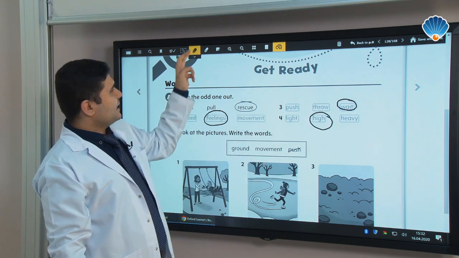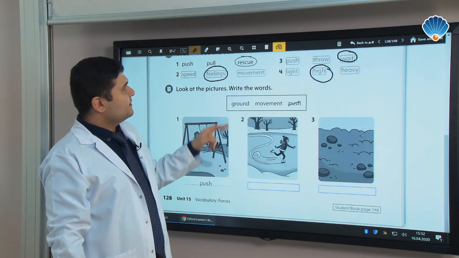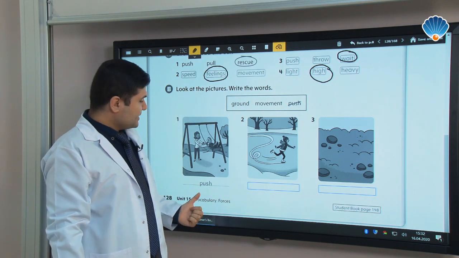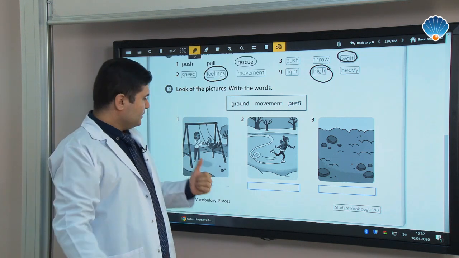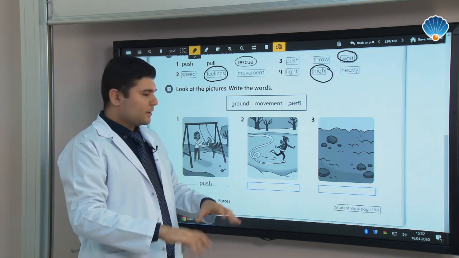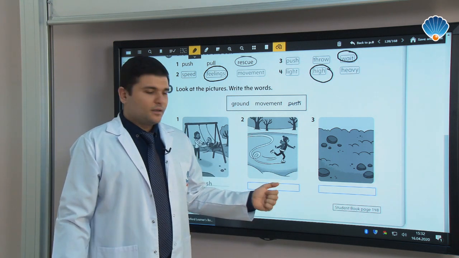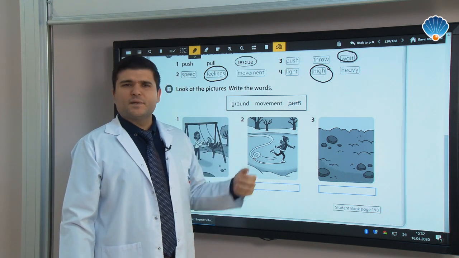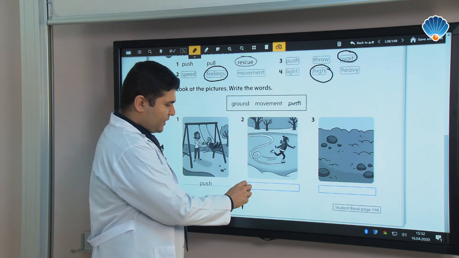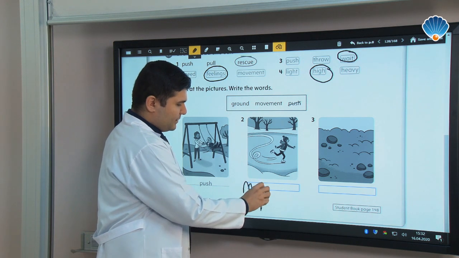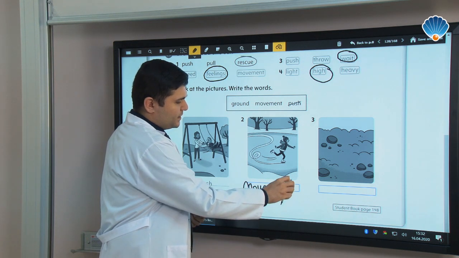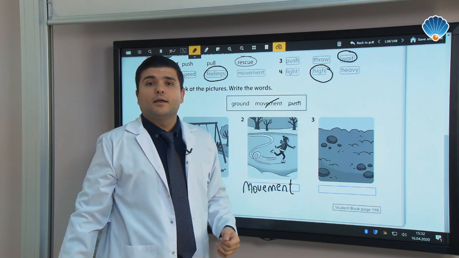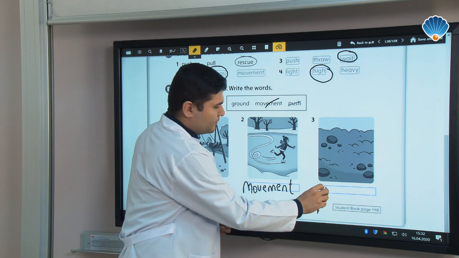So now we will look at the pictures and write the words. The first one has already been done. It is push, right? She is pushing her son. And number 2, she's sliding. So, is it ground or movement? Of course, it's movement, right? It is movement. And the last one is what? Ground. Yes, good.